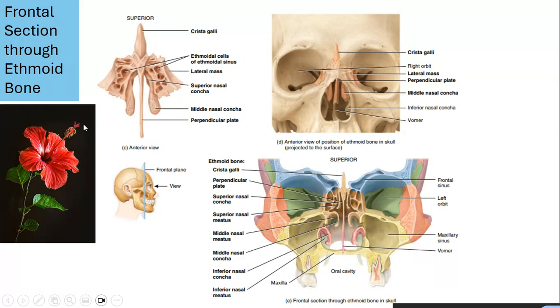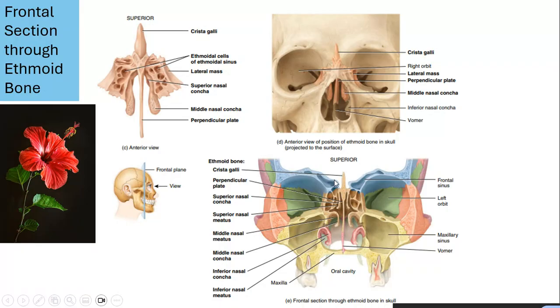So this particular area, as you can see, is crista galli. That's a right orbit. That's a lateral mass. Perpendicular plate, the straight thing. The stalk is the perpendicular plate. That's middle nasal concha, that's inferior nasal concha, and this is Vomer. V-O-M-E-R, Vomer. Right? This is a frontal view. This is the frontal section of the ethmoid bone.